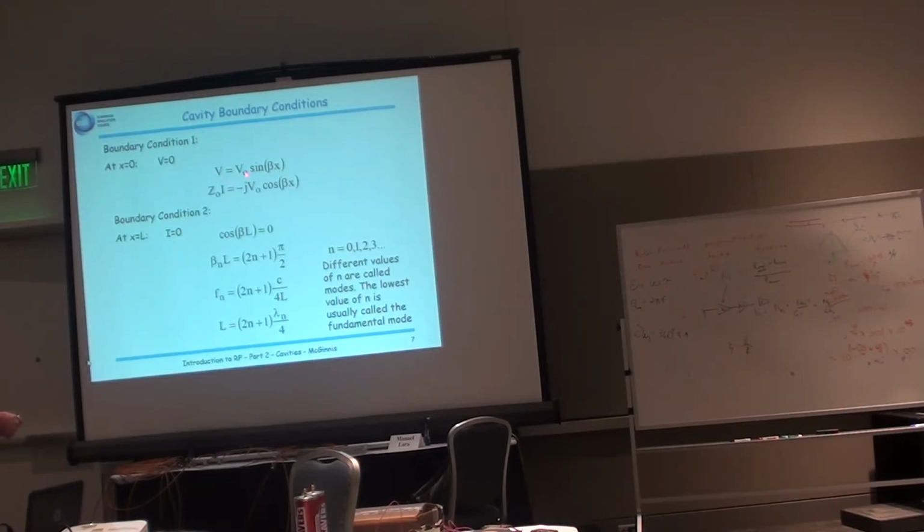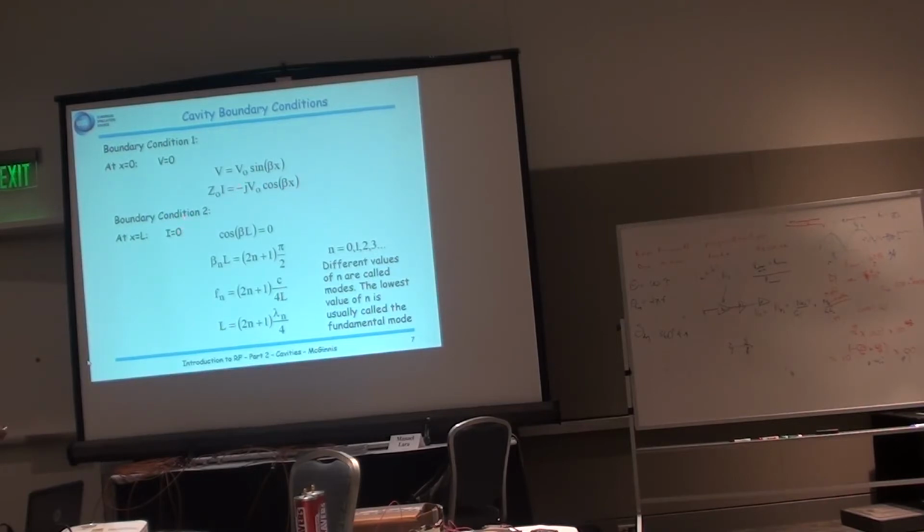So that means the incident and reflected waves are given by minus signs, the reflection coefficient is minus one, then V is equal to V0 sine beta x, because we chose x to be at the end of the wall. Okay? If you chose it differently, you'd have to have a different phase here. And then the current is Z0 times I is equal to minus j V0 cosine beta x. Okay, so that's boundary condition number 1.